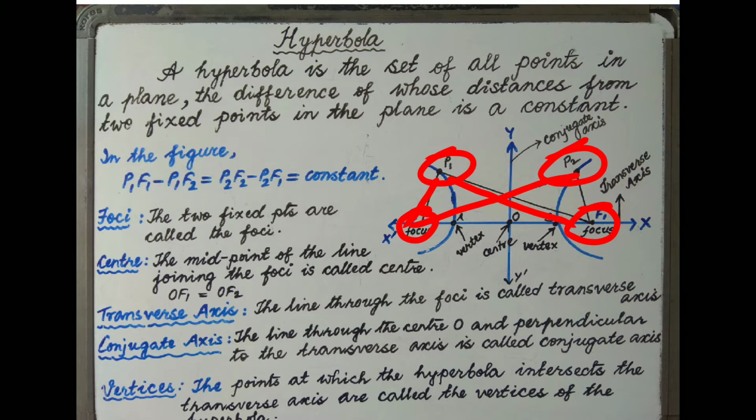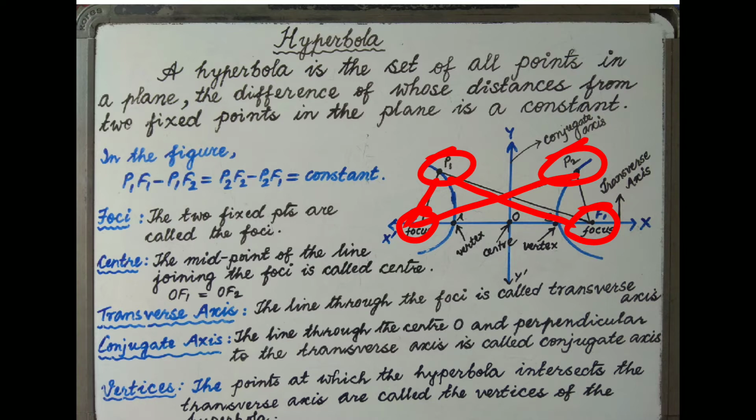So, which is the transverse axis? The line which is passing through the two foci. So, in the diagram, you can see the line AB. The line AB is passing through the two foci. This line we call the transverse axis. It has the same meaning as the major axis of the ellipse.